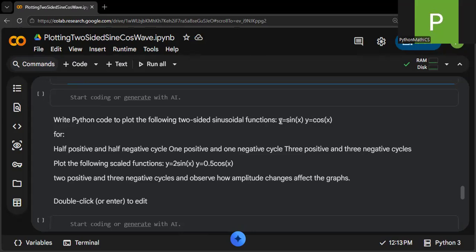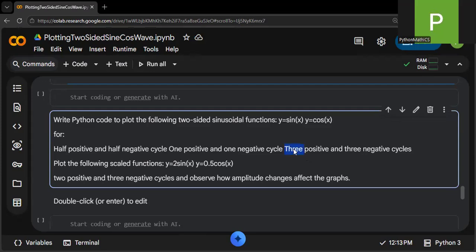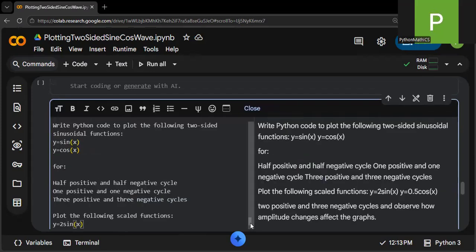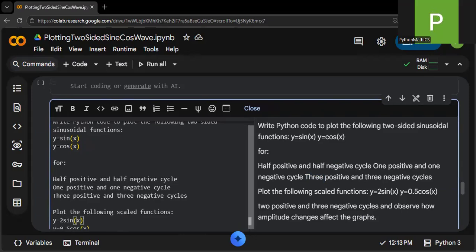Okay, so your homework is you generate sin x and cos x, for half positive and half negative cycles, one positive and one negative cycle, and three positive and three negative cycles, or maybe let's make it slightly different. You make it for say 5 positive and 5 negative cycles. Okay, so this is for your homework.